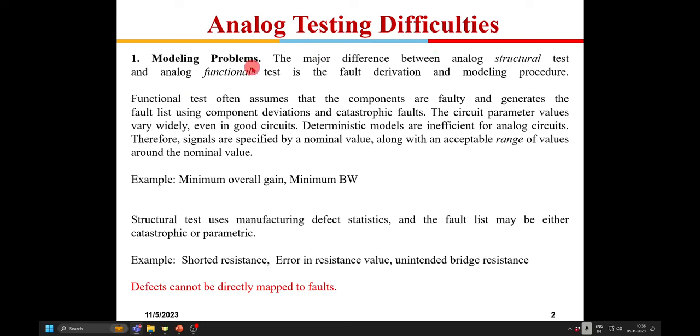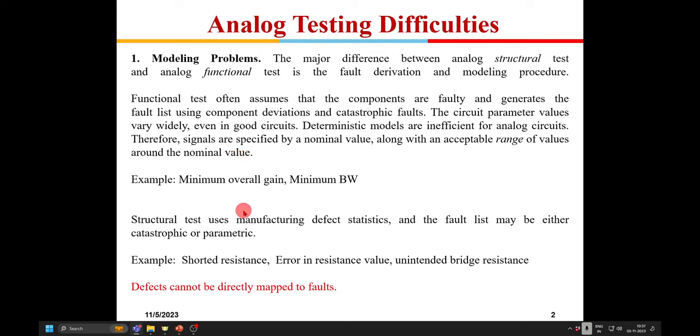First is the modeling function. When you have structural defects in the VLSI, it was like stuck at zero or stuck at one, and that could cause a logical fault at the output. But in analog, that is not the case. At the output, a band is given for every output, and several specifications are there. There could be a single output, and the specification could be minimum overall gain or minimum bandwidth. So an acceptable range of values is available at the output.